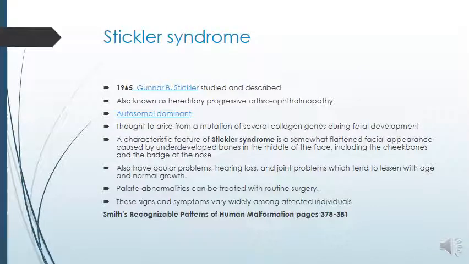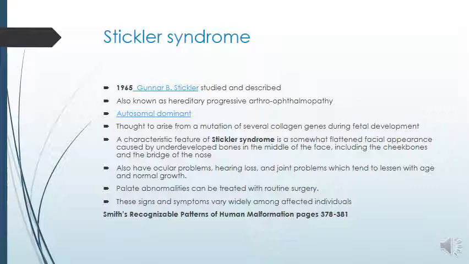In 1965, Gunnar B. Stickler studied and described this condition, which is also known as hereditary progressive arthro-ophthalmopathy, and it is an autosomal dominant disease. It's thought to arise from mutation of several collagen genes during fetal development.